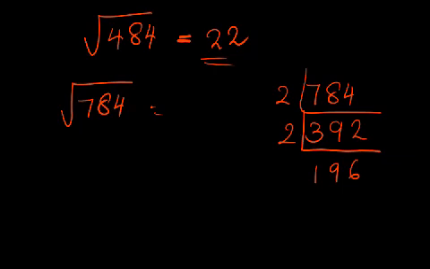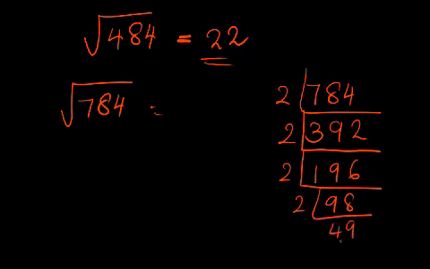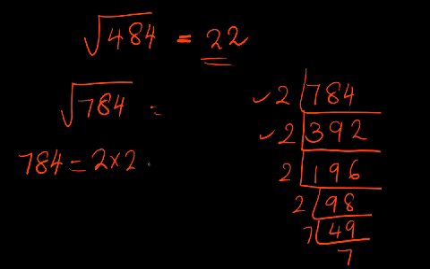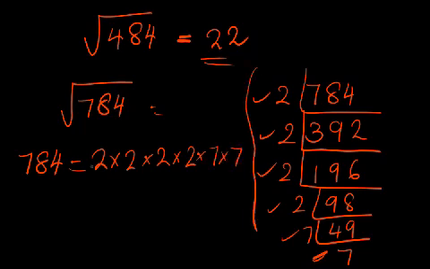Then 196 is also divisible by 2, that is 98. 98 is also divisible by 2. So you can write 49. And 49 is divisible by 7. So 7 into 7. So you can write the number 784 is equal to 2 into 2 into 2 into 2 into 7 into 7. Okay. Then how can you find the square root of 784?